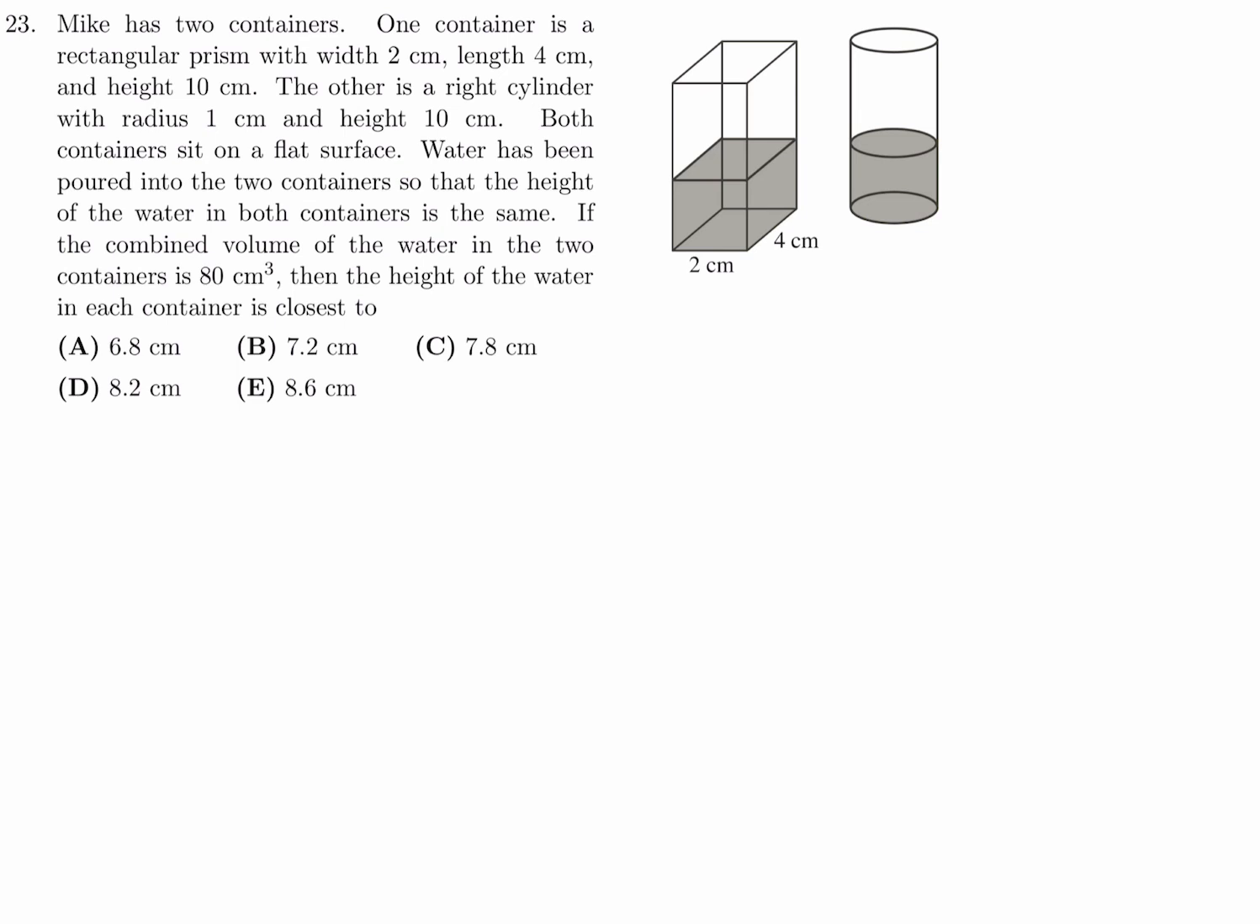Well, the height, they're saying, is the same. So if this is h from here to here, then this is also h from here to here. Okay. Now they're saying that the combined volume of the two containers is 80. So 80 is equal to the volume here and the volume there. So the volume in the first one is going to be length times width. So that's 2 times 4 times the height.